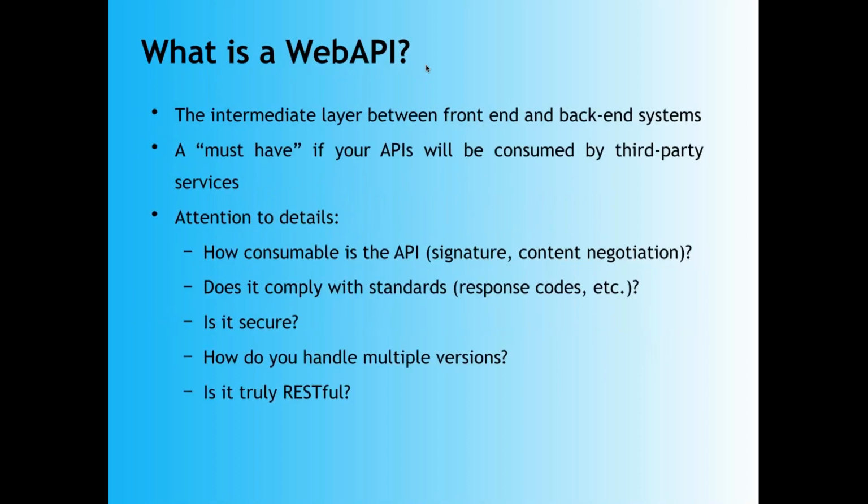So basically, this is basic information on what the web API is, how it will be consumed, and what details it will need to have this particular connection to the database or whatever, from the data to the front end logic. It is just an interface between the front end and the back end, and it is consumed using the signature, content negotiation, and the response codes.